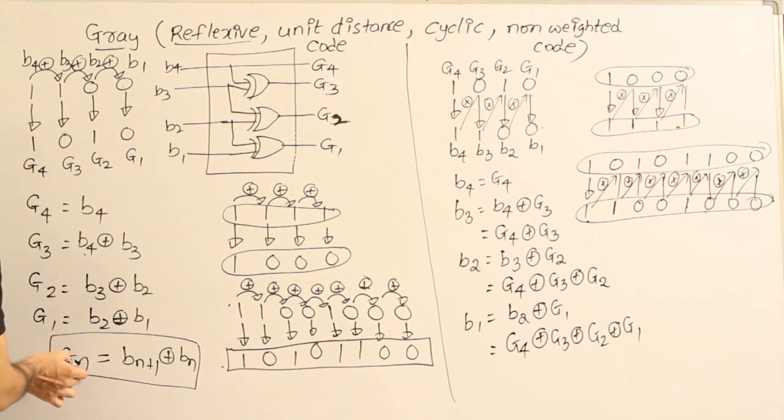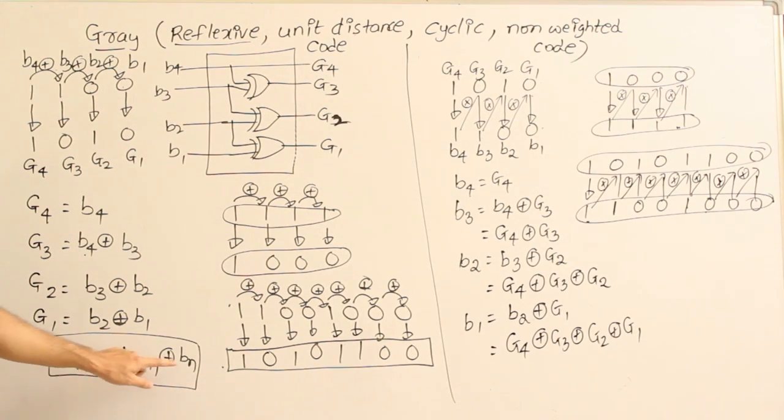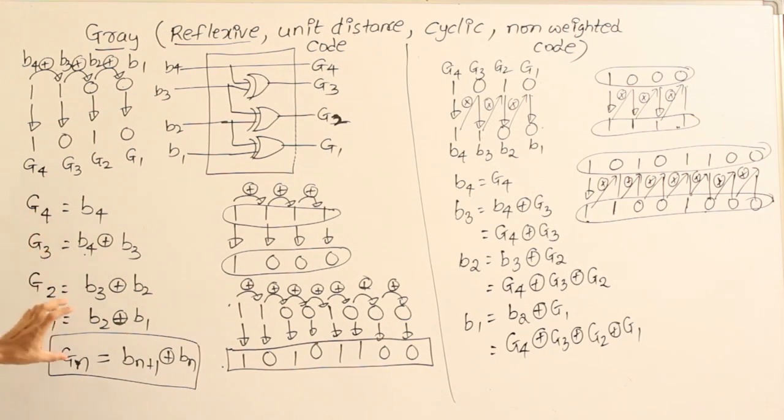In case n is the most significant bit, then Gn equal to Bn directly. In case it is not the most significant position, then Gn equal to Bn plus 1 exclusive OR Bn. So you need not memorize this formula, you just remember this method. From this you can derive it, right?